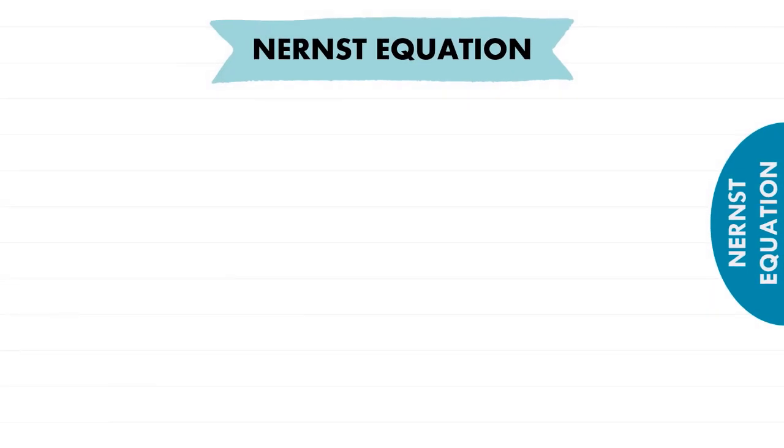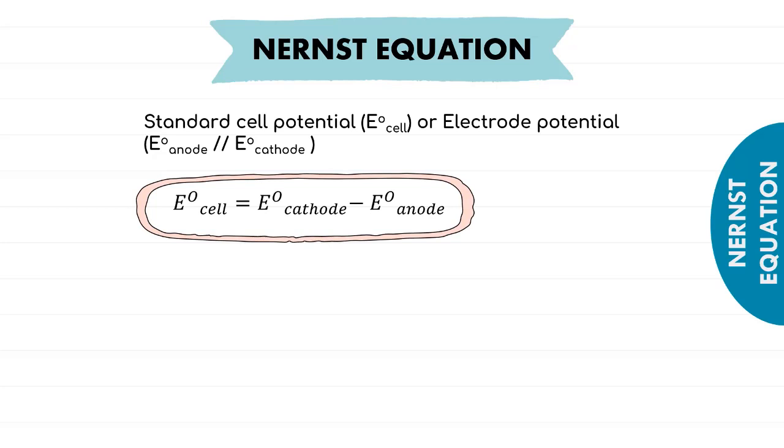Our previous example on voltaic cell often addresses the calculations of standard cell potential and electrode potential, where E naught cell is equal to E naught cathode minus E naught anode. So, we are talking about standard conditions for both situations, where concentrations of solutions are 1 molar and temperature of 25 degrees Celsius. What if we are given different concentrations of solution? Can we still use these equations?